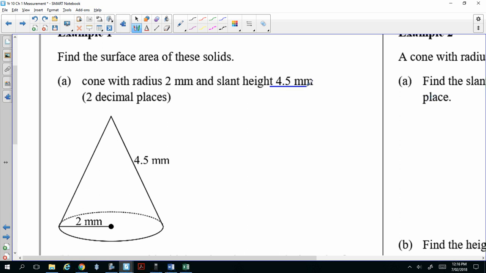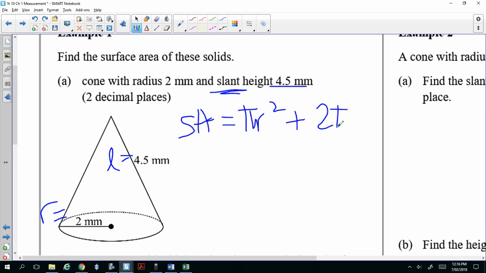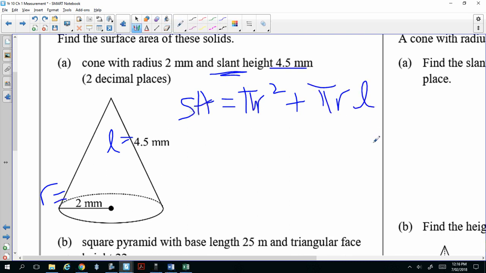Find the surface area. Pi R square plus pi RL. Very easy. So you just go pi times 2 square plus pi times 2 times 4.5. Now, if the question wanted to leave it in terms of pi, you can just go like this. 4 pi plus, this is 9 pi, so it's 13 pi, isn't it?